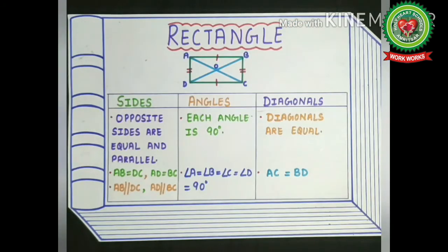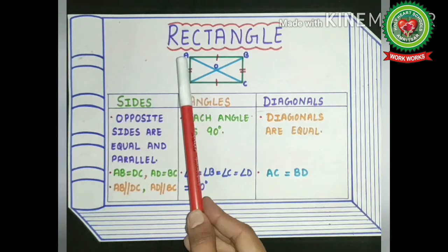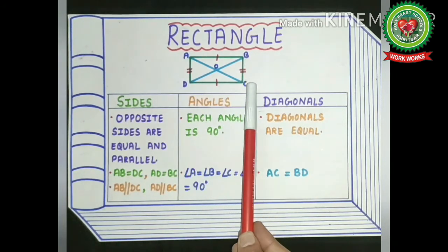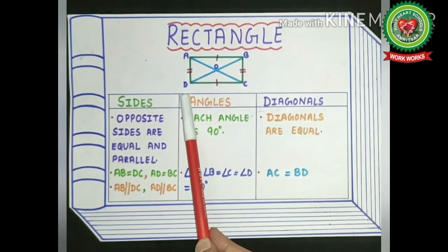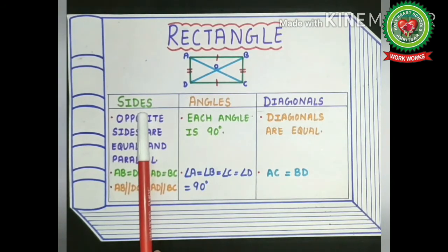Students, as I have discussed with you all, a parallelogram further divides as rectangle, square and rhombus. So now first we will discuss about rectangle. Rectangle name is ABCD. First we will talk about sides of a rectangle.